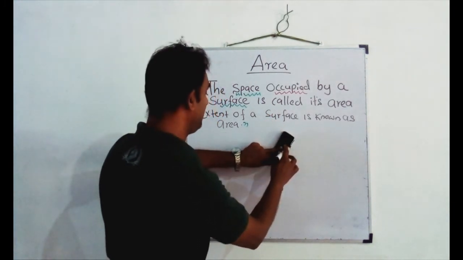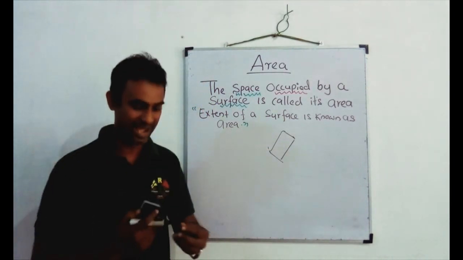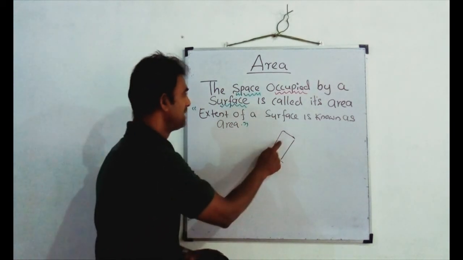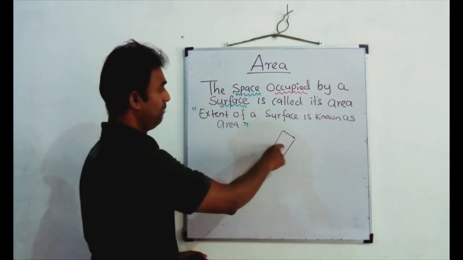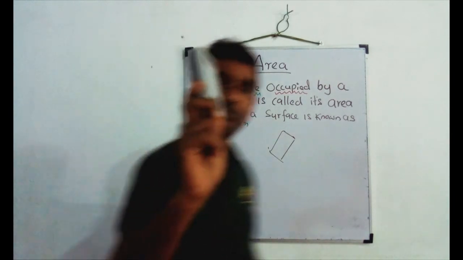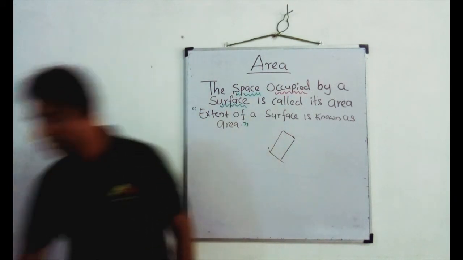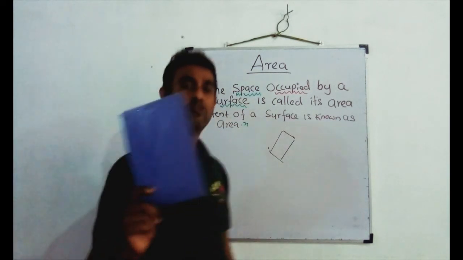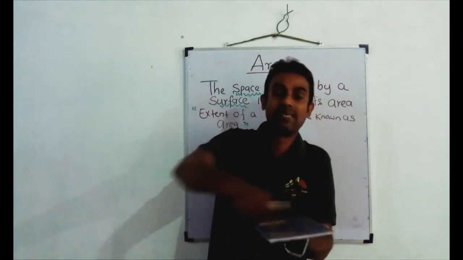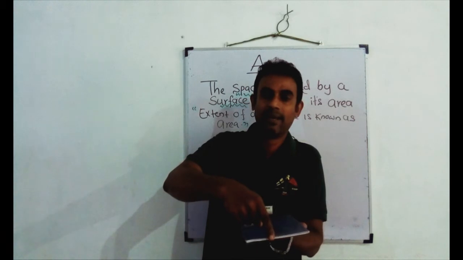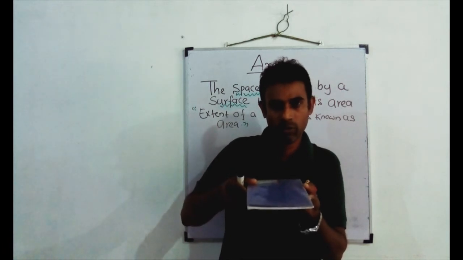I will draw that. This one occupies this area. This surface, we call the area of this object. As well, see here, I have an exercise book. When you put it on the table, it takes some space. We call that space the area of this book.